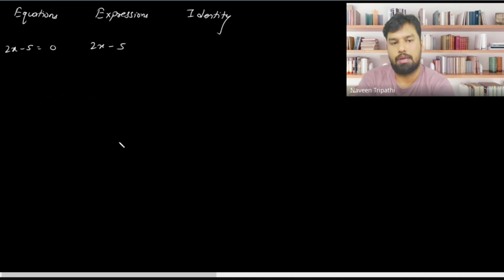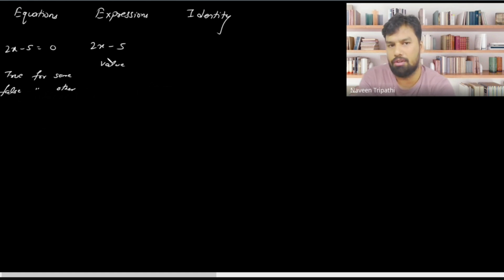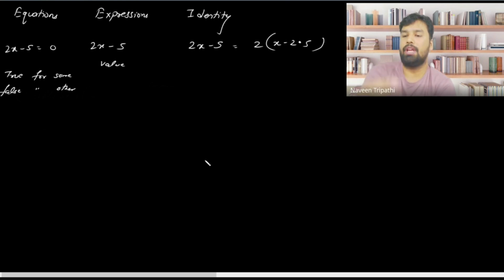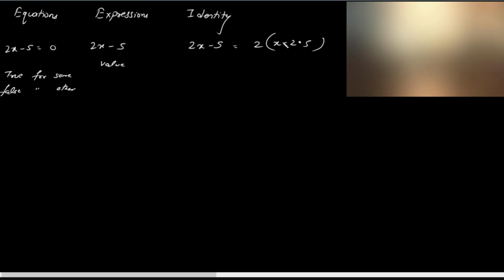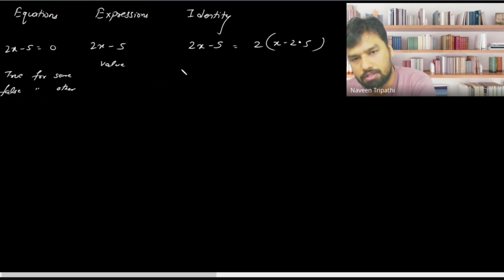So if I want to summarize my point, an equation is true for some, false for others. An expression does not have a question of being true or false, it is just a value. You put any value of x, you'll get one. Now take 2x minus 5 is equal to 2 times of x minus 2.5. You put any value of x, don't you think the left side will always be equal to the right side? Because it's basically the same. So the identity is when it's always true. It is true for all x.